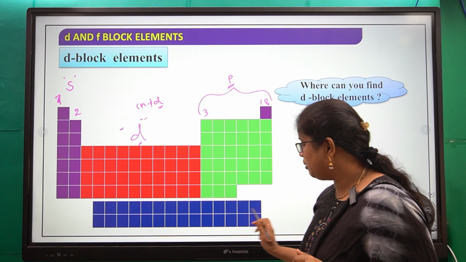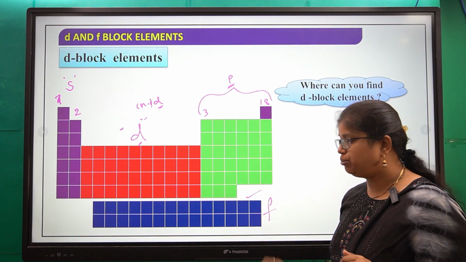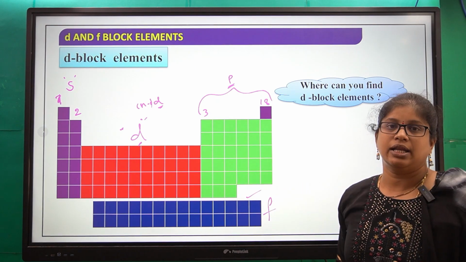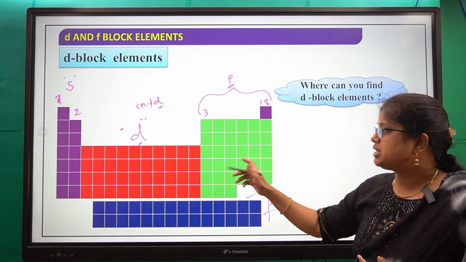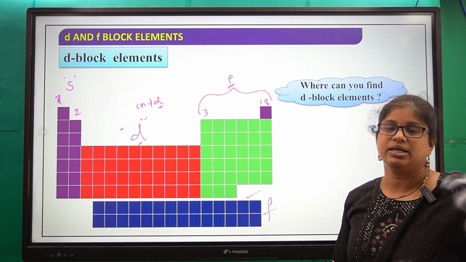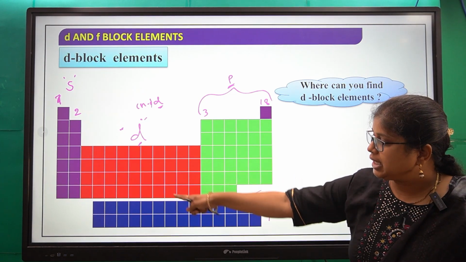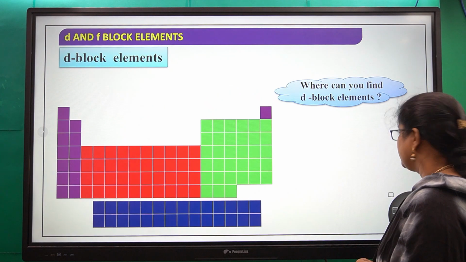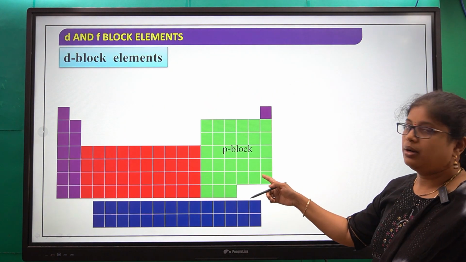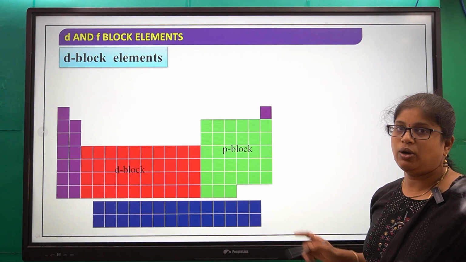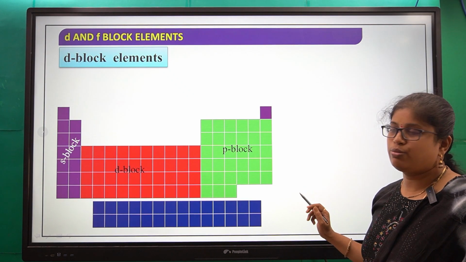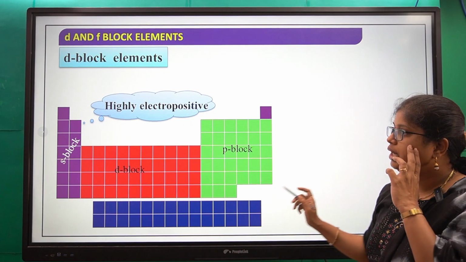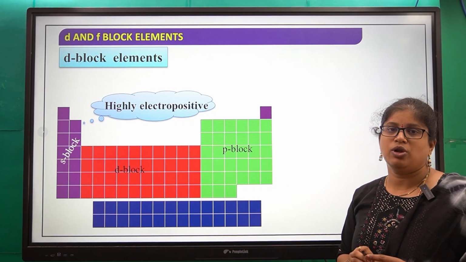And where are the F block elements? Here, which are in blue color. F block elements are in blue color and S block elements are in purple color. P block elements are in green and D block elements are in red color. So the red color elements are actually D block elements. Next, P block and D block in red color, and S block in purple color. Next, these are the F block elements. Next, S block elements.